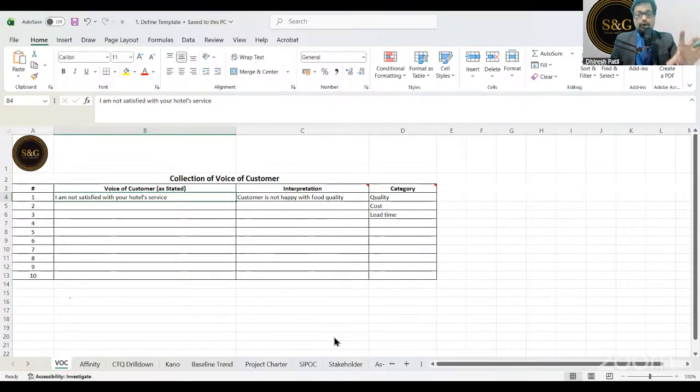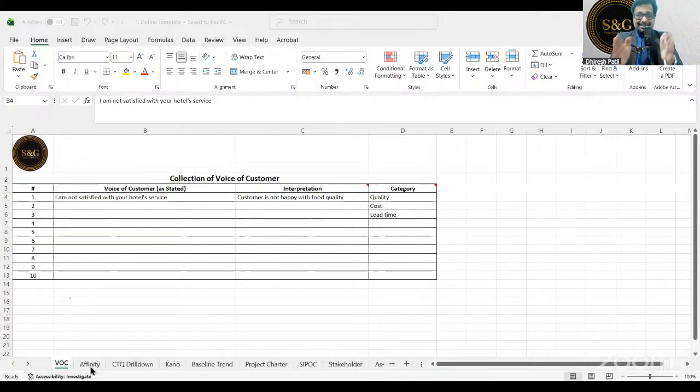Okay. Now, today I'm not going to go into each and every tool. The objective is to show you the template and connect the entire flow, to visualize the flow in your mind. So first, voice of customer, affinity, CTQ drill down, and Kano. These are the 4 sheets at the beginning of the define phase. Let me repeat: voice of customer, affinity, CTQ drill down, and Kano model.